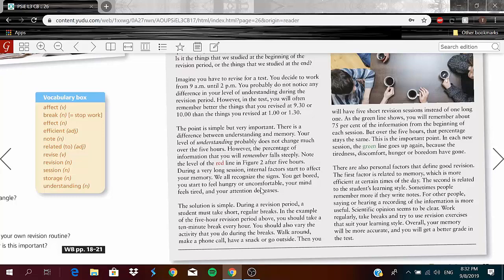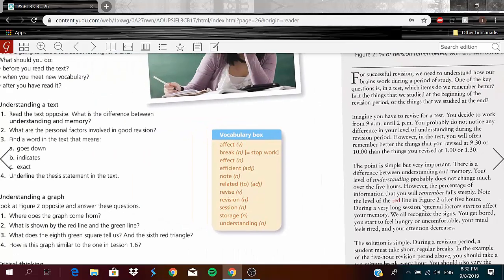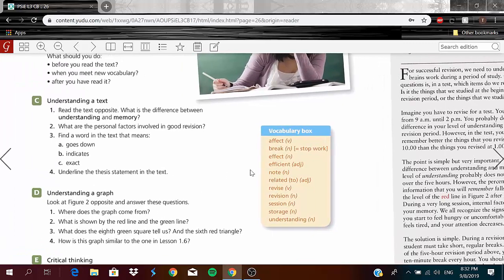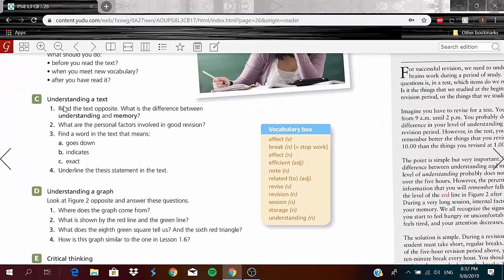Okay, you guys, so that was a really interesting text. Now, let's go to exercise C. So what do you guys think is the difference between understanding and memory from your personal view?